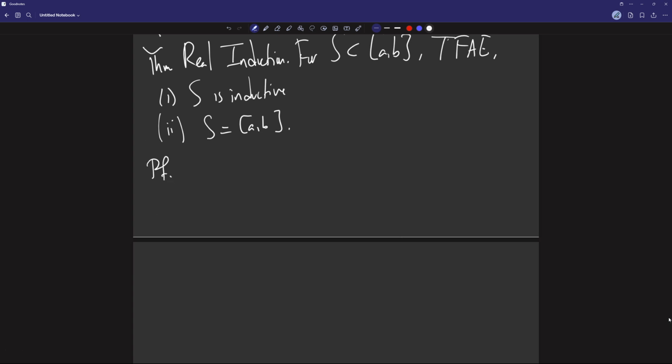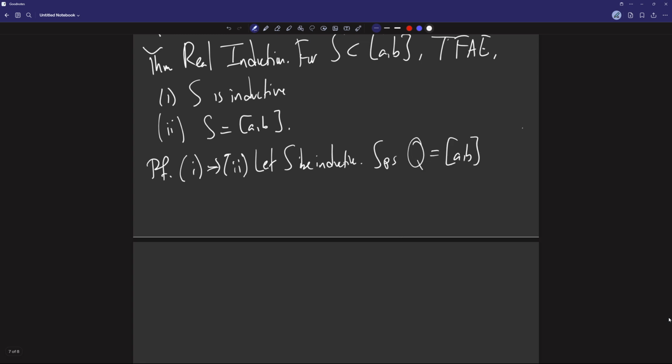So going from the first to the second, it's easy to show, just by contradiction, how this can work out. Let S be inductive to begin with. Then for the sake of contradiction, suppose there's some set Q, which is equal to A to B, and then just take out S itself, set minus S.